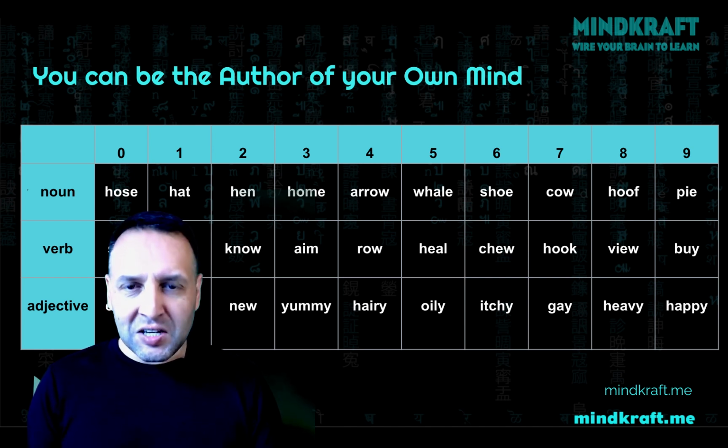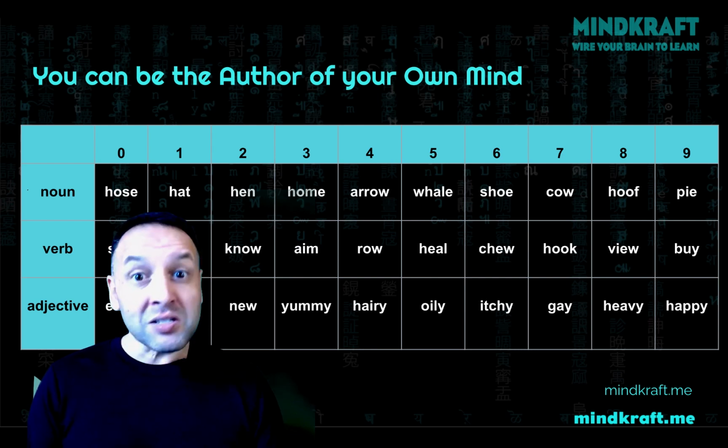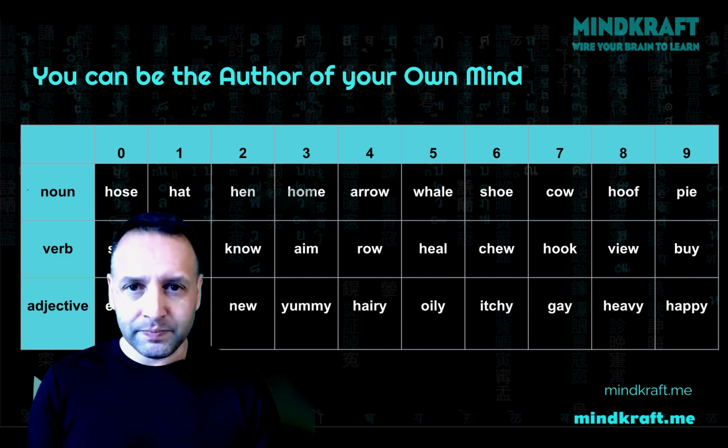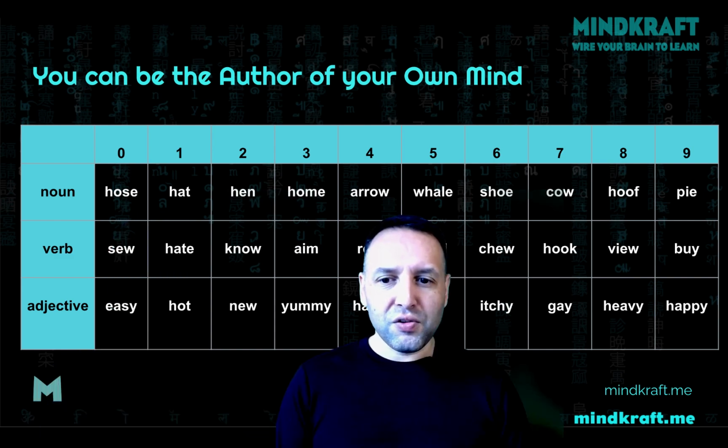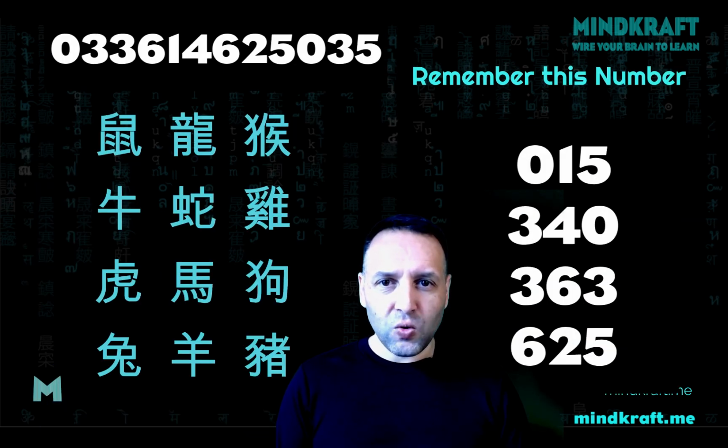So see if you can do it. Here's a number. See if you can devise a mnemonic to remember it. 0, 3, 3, 6, 1, 4, 6, 2, 5, 0, 3, 5. Look at that. They're aligned with the animals of the months of the year. What could those numbers be? See if you can find out. There's actually meaning to those numbers and they can help you with another brain skill, but we'll get back to that later.